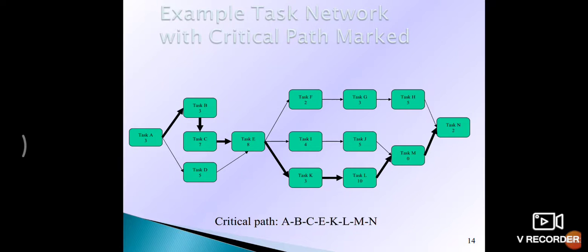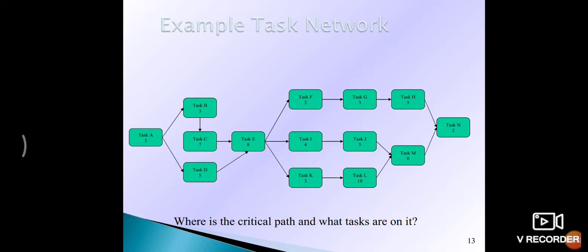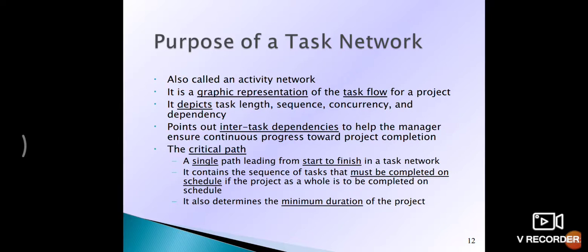So here is a task network with the critical path marked. Meaning, a critical path, what I mean is this. We come to the back slide. See, it is given over here.